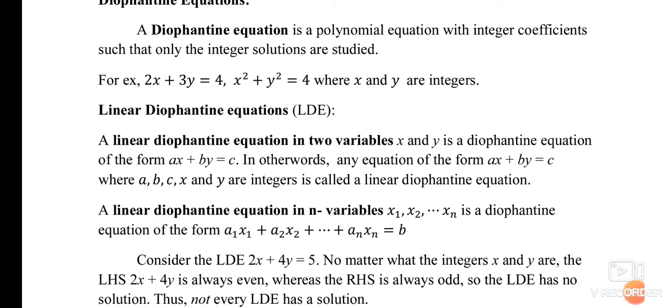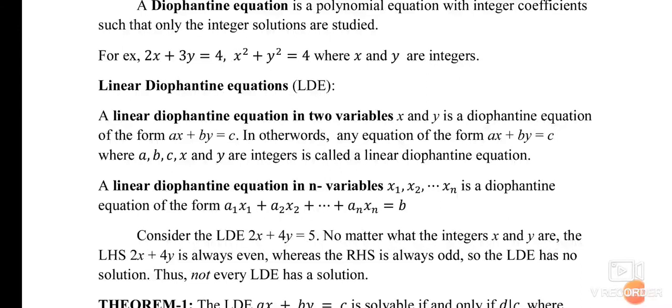Next we generalize the definition to n variables. A linear Diophantine equation in n variables x1, x2, up to xn is a Diophantine equation of the form a1x1 + a2x2 + ... + anxn = b. Now we try to solve an LDE. Before this, we raise a question whether all LDEs have solutions.